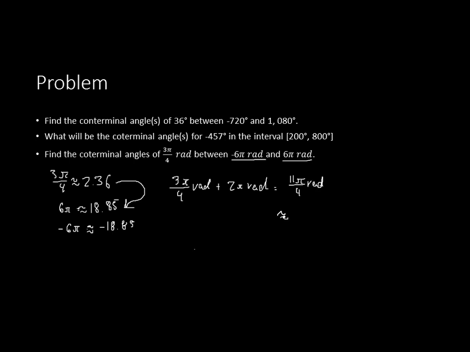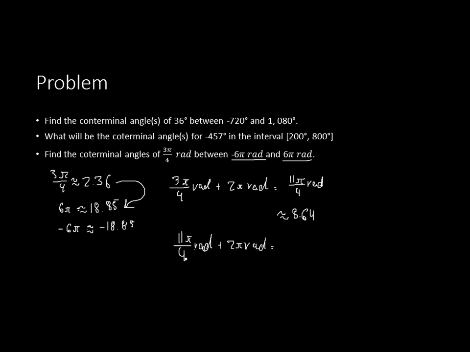Now, if you're going to approximate it, this is actually 8.64, right? 8.64. So it's still possible because it is within this range. Remember, approximately, we must stop at 18.85, right? So we must go on. So we have 11 pi all over 4 radians plus 2 pi radians.